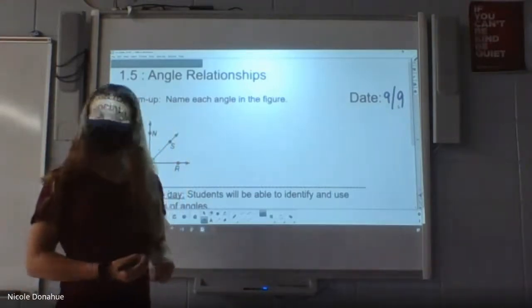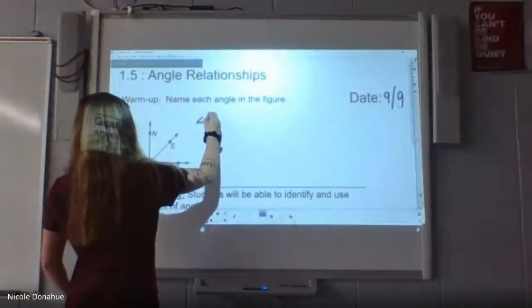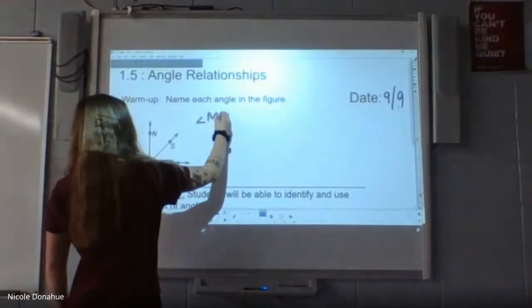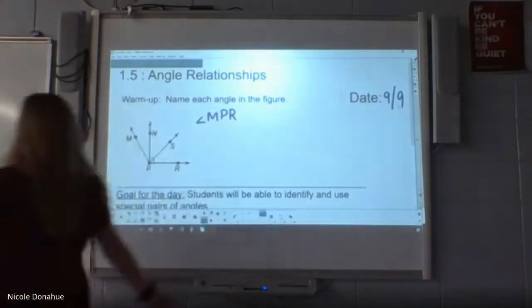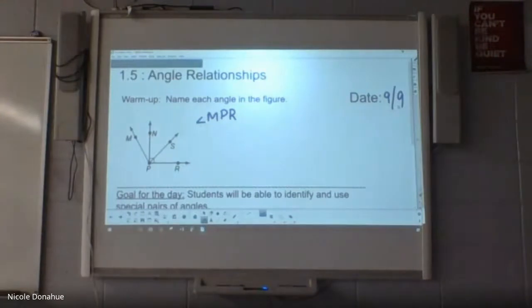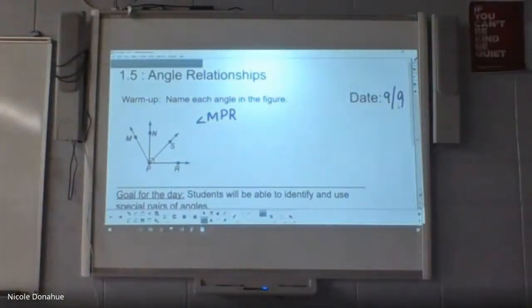Just write one for now. Then what I want someone else to do is come up and write a different one than Lena's, so a different angle in that drawing. She wrote the really big one. Anyone else?